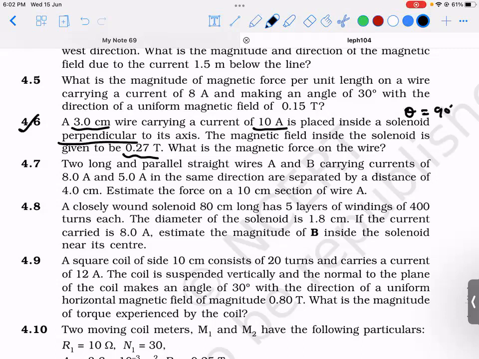So F is equal to BIL sin theta. Apply the values and you will get the answer. 0.27 into I into L into sin 90 degrees.